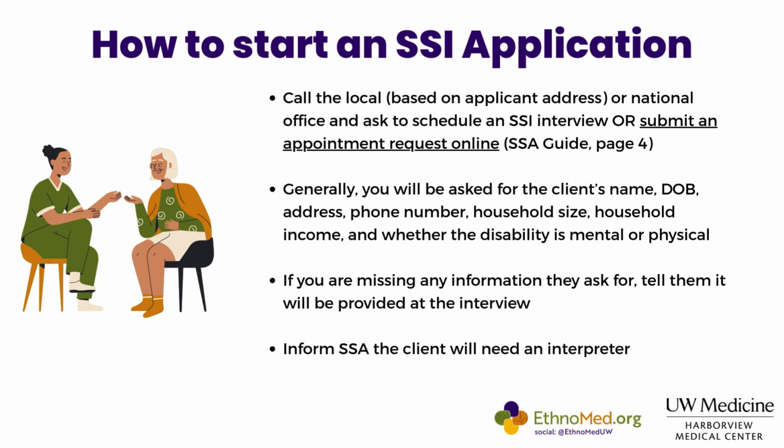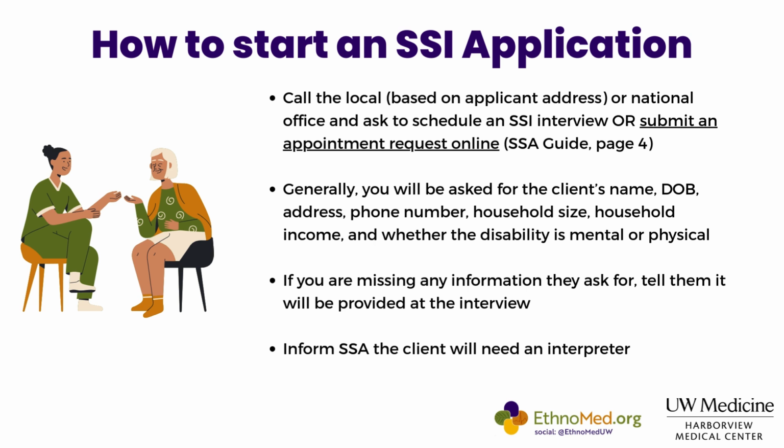When you're requesting an interview for SSI, you're going to be asked some general information about your client. That will include your client's name, their date of birth, their address, their phone number, some information about their household, like the number of people living with them, what the household income is, and whether the disability is mental or physical. If you're applying based on age for a client who is 65 or older, you will not be asked about disability status because they are eligible based solely on their age.